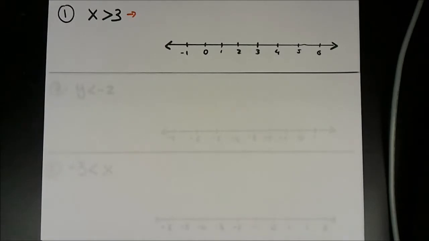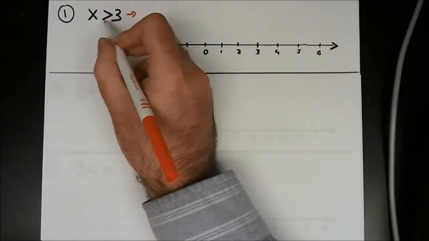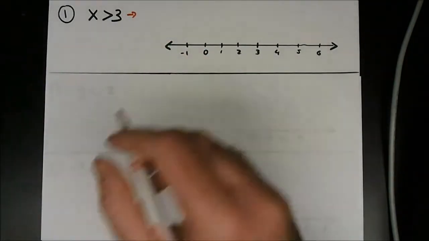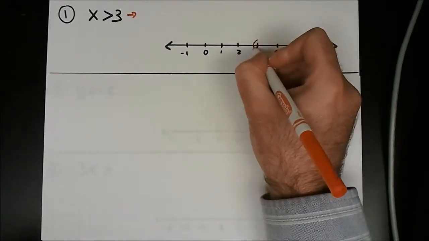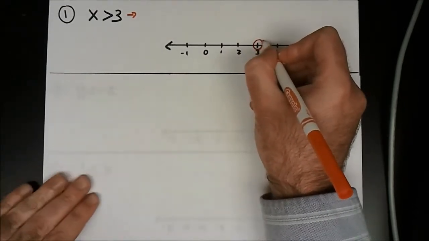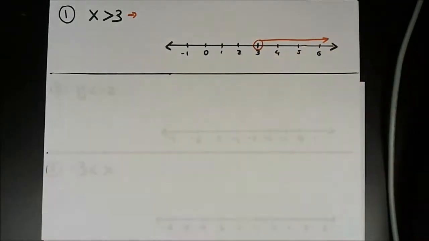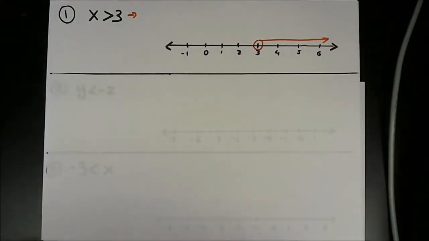It's an open circle because it's not a combo symbol. The equal sign is not there, which means 3 is not included in this inequality. So my starting point is 3, open circle at 3, heading in the right direction. And that's as simple as it gets. Any questions on 1?